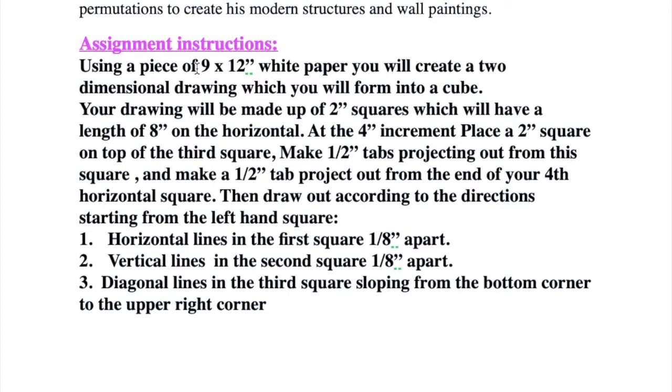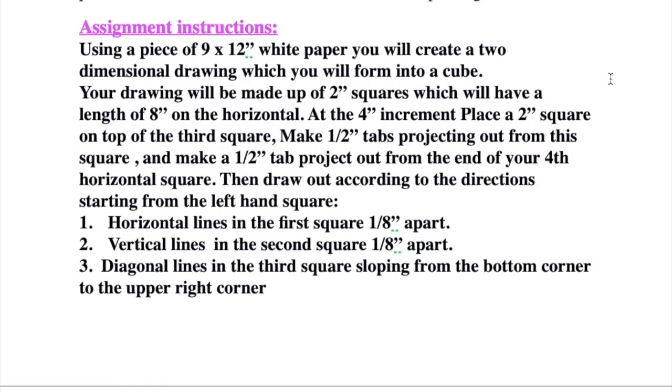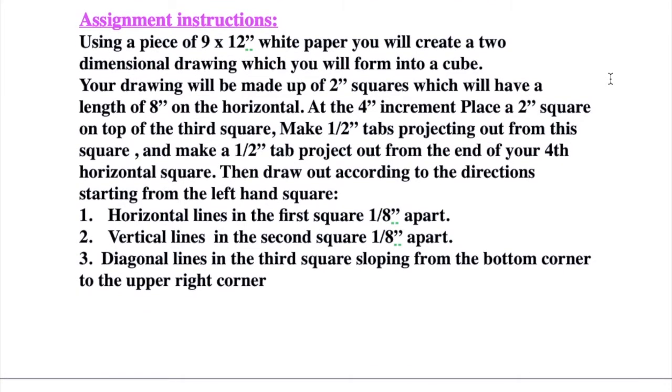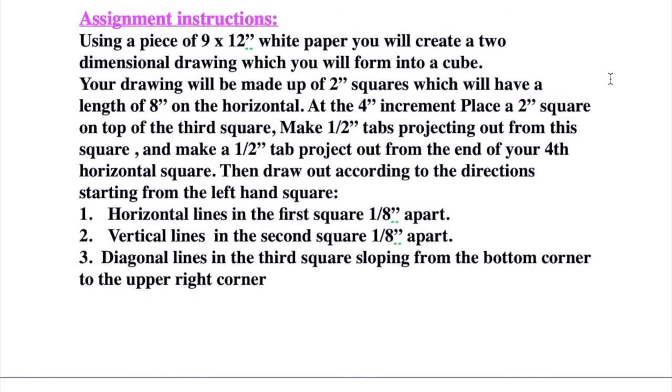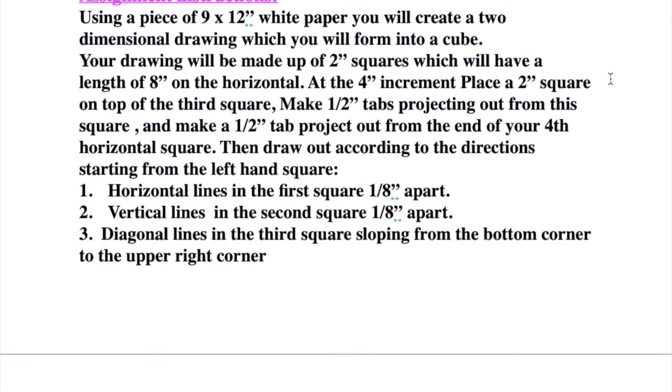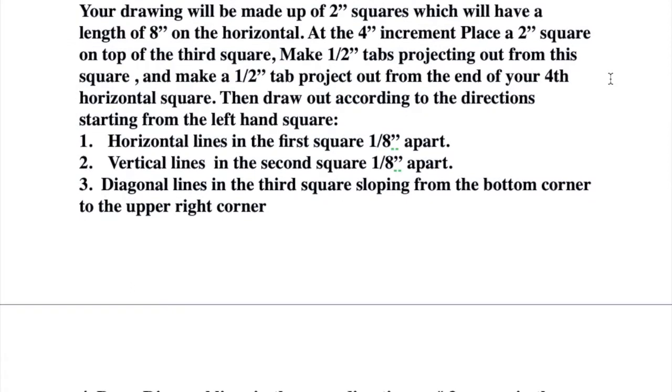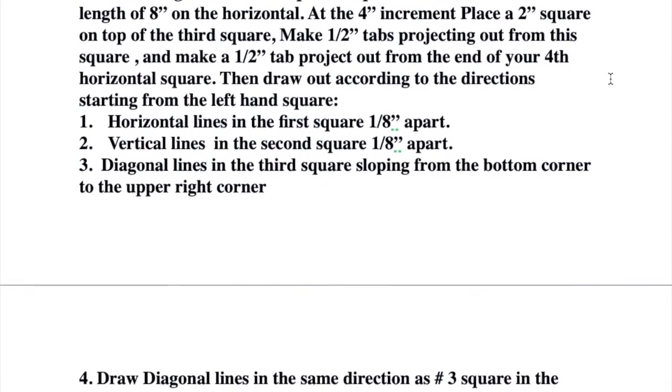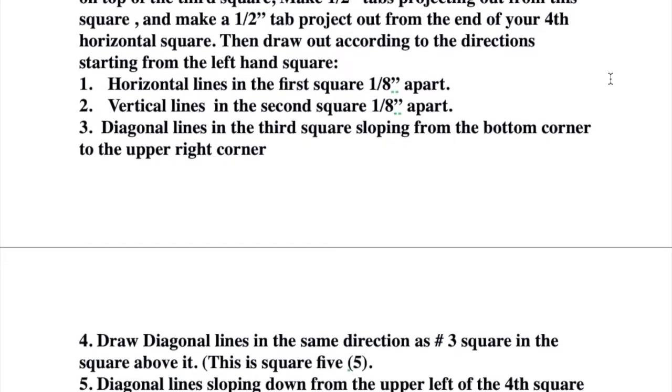Assignment instructions: using a piece of 9x12 white paper, you create a two-dimensional drawing, which will form into a cube. Your drawing will be made up of 2-inch squares, which will have a length of 8 inches on the horizontal. At the 4-inch increment, place a 2-inch square on top of the third square. Make half-inch tabs projecting out from the squares, and make a half-inch tab project out from the end of your fourth horizontal square.